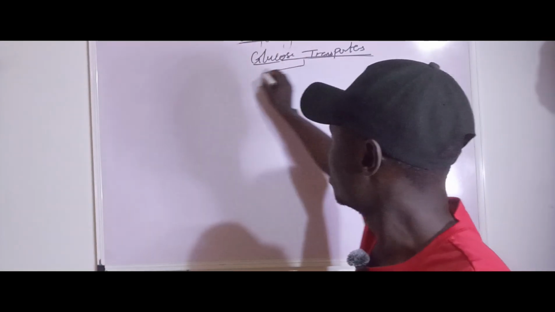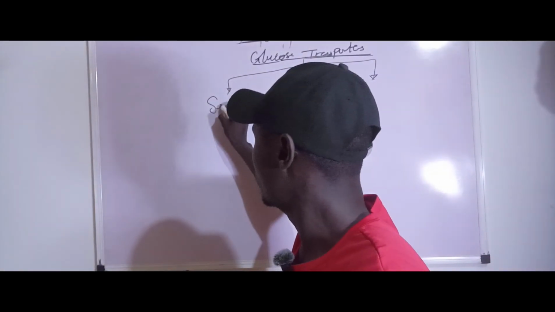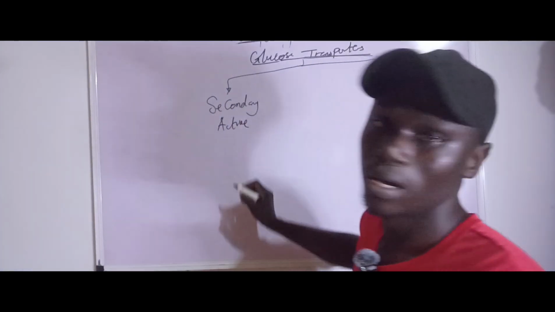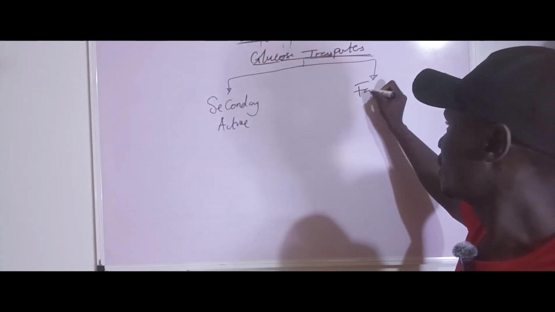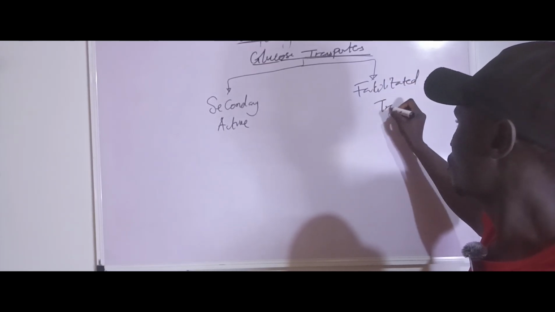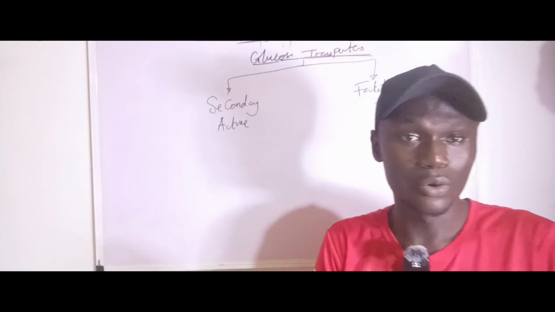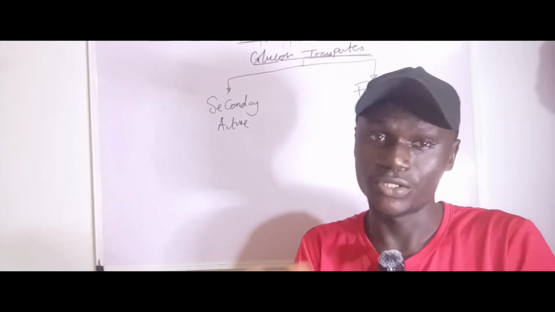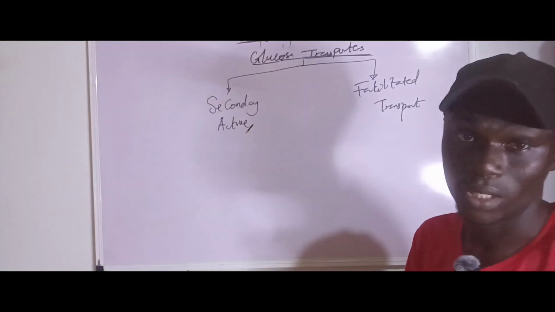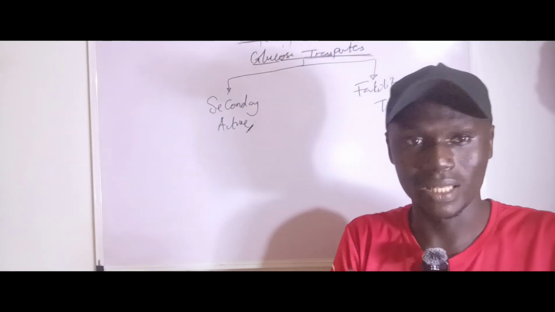Now, glucose transporter is divided into two main types. We have secondary active transport and facilitated transport. Okay, so these are the two main types of glucose transporter. Remember we said that for glucose to enter the cell, it needs a transporter. That's what brought us to this place. Now I'm telling you that there are two main types of glucose transporter: secondary active transporters and facilitated diffusion or facilitated transporters.